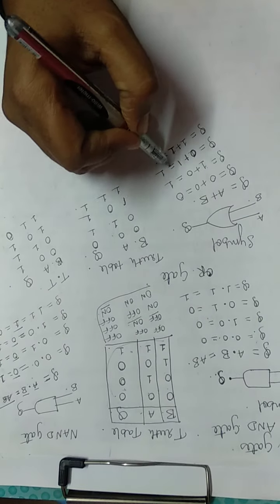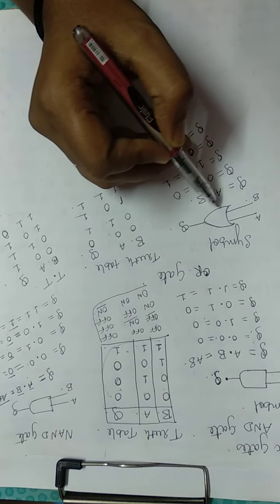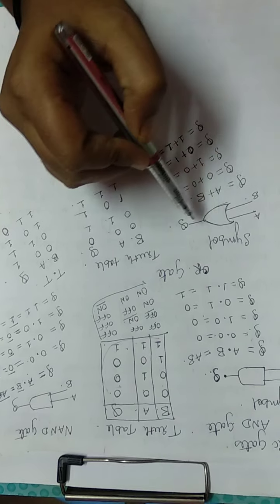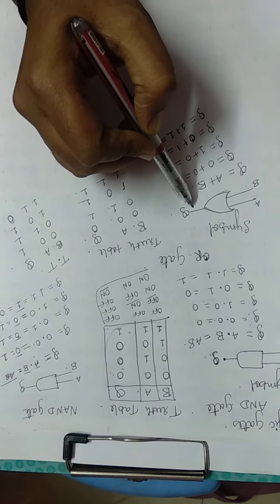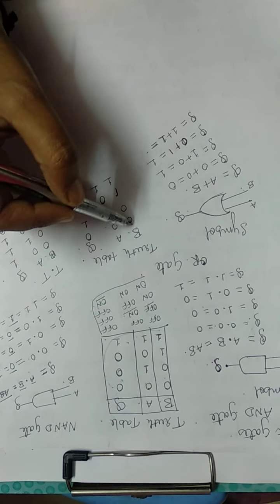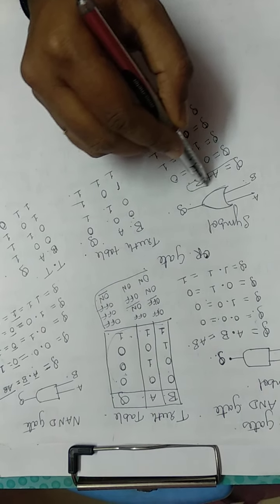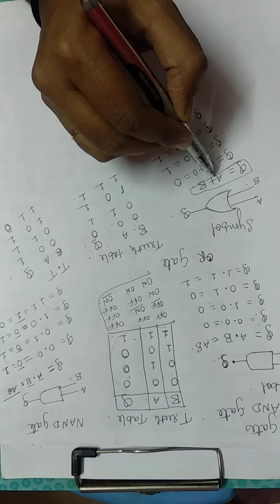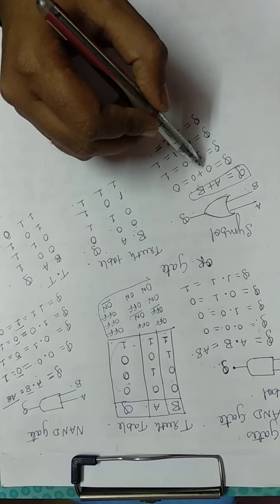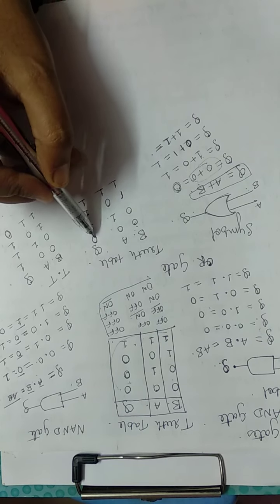Under the OR gate, what we have studied, this is the symbol of OR gate. This is also having 2 inputs and 1 output. So truth table for OR gate, with A and B. This is the expression for OR gate: Q is equals to A plus B. So when we are saying both the inputs are off, what are we getting? It is 0.